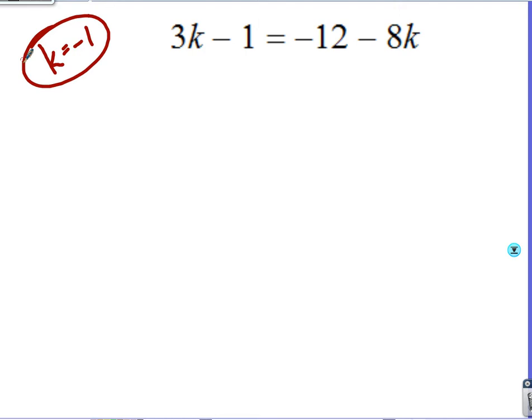You can always plug it in. 3 times negative 1, let's just do it like this. It's negative 3. I'm going to put a question mark because I don't know if it's equal or not. Negative 12 and negative 8 times negative 1 is a positive 8. Is that equal? Negative 3 minus 1 is negative 4. Negative 12 plus 8 is negative 4. So yeah, that's equal. That is the only number that you can plug in for k to make that a true statement. Let's try another. Let's move on and do another one.